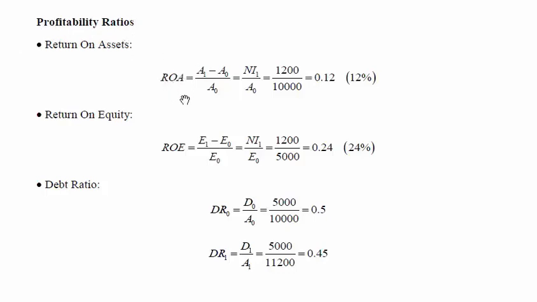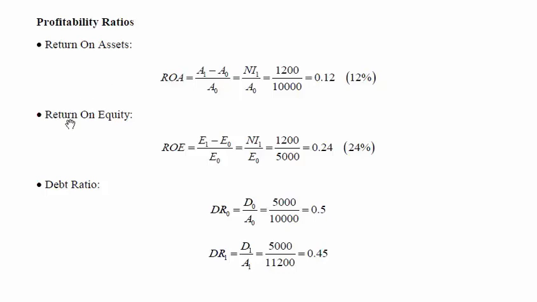So return on assets is simply the variation of total assets divided by the initial value of the total assets. We saw that this variation was equal to the net income. So we get this value, 1,200 euros, divided by the initial assets, which were 10,000 euros. So we get 12%. So this is a measure of the ability of those assets to generate wealth.